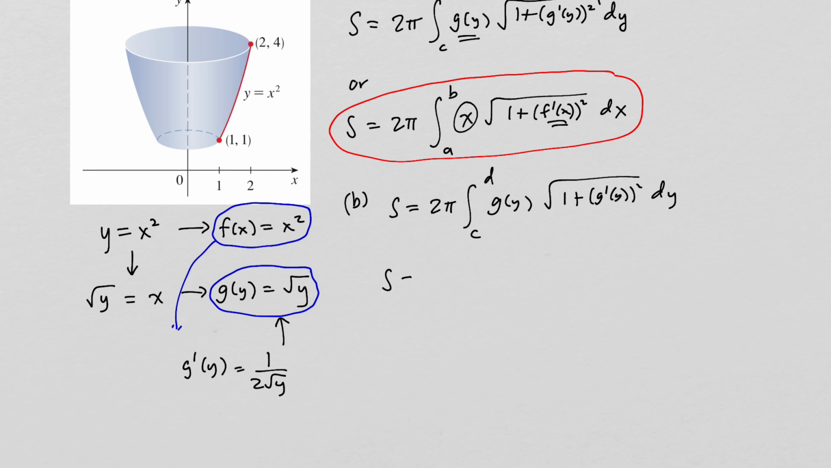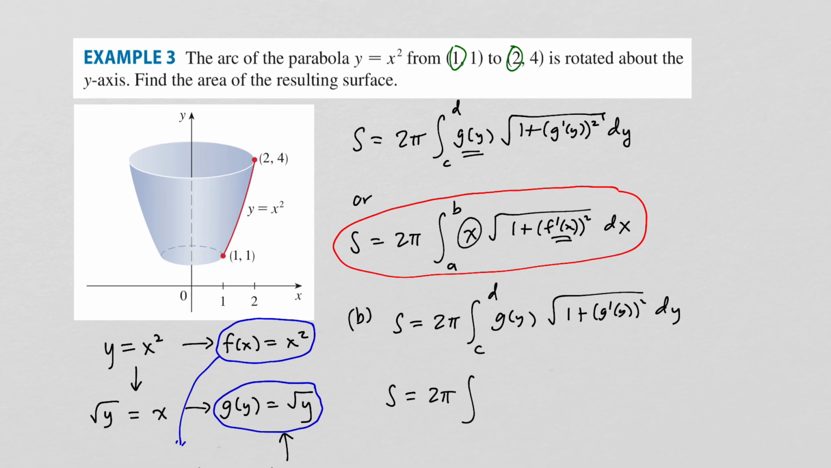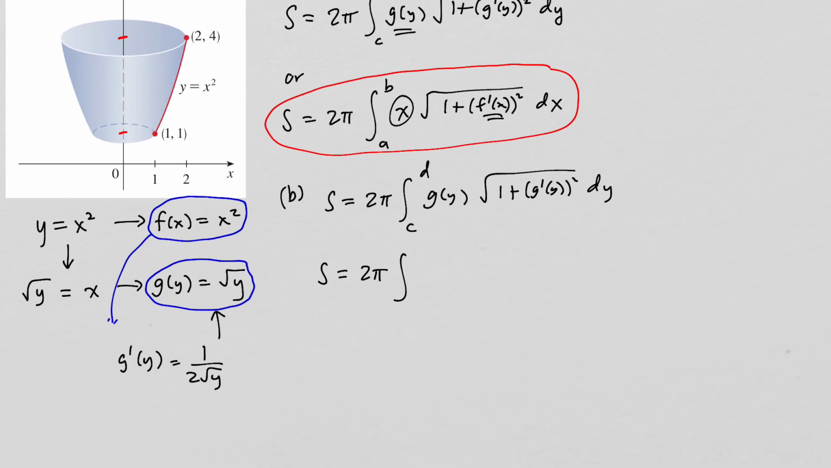So this becomes surface area equals 2 pi times the integral from c to d. Now, c and d are the y limits, so we have to be looking on the y-axis for that. So it's going to be from 1 to 4. g of y is the square root of y, and then we have the square root of 1 plus g prime of y squared dy.